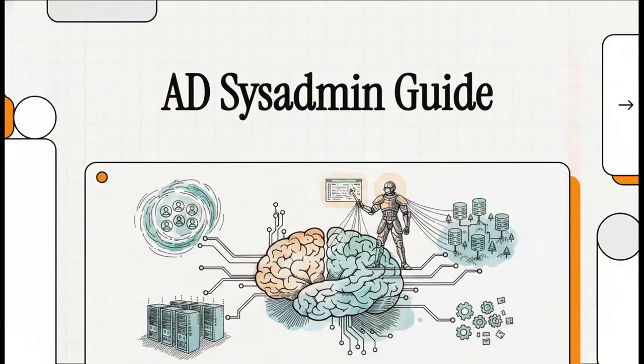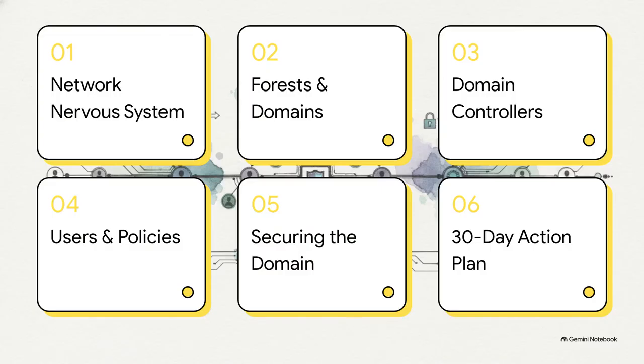Let's get into it. Here's our roadmap for Chapter 13. First, the network nervous system. 2, forests and domains. 3, domain controllers. 4, users and policies. 5, securing the domain. And finally, we'll wrap up with a practical 30-day action plan.